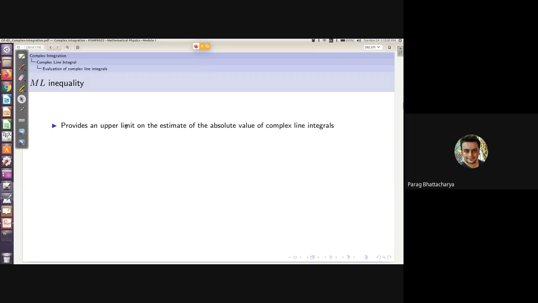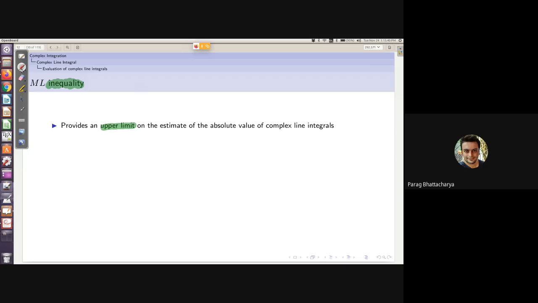It provides an upper limit. Please note, this is an inequality, not an equality. Inequality means either greater than or equal to, or less than or equal to. If it's a less than or equal to, that means it's an upper limit. But if we say greater than or equal to, then that's a lower limit. If something is greater than something else, then that something else must be the lower limit. So it provides an upper limit.